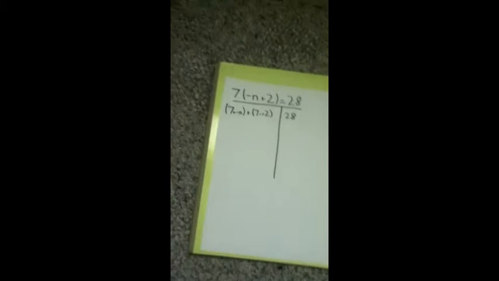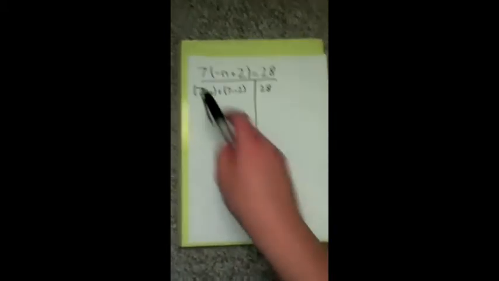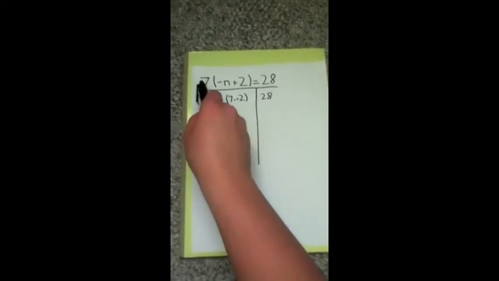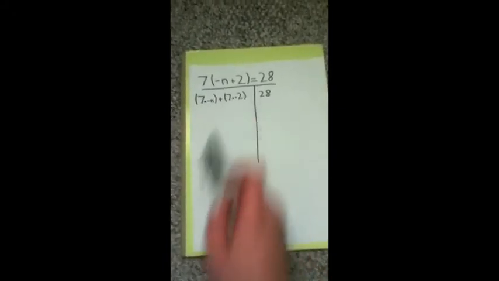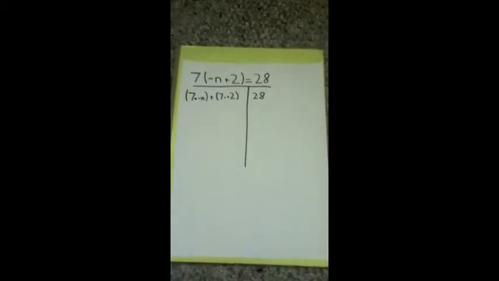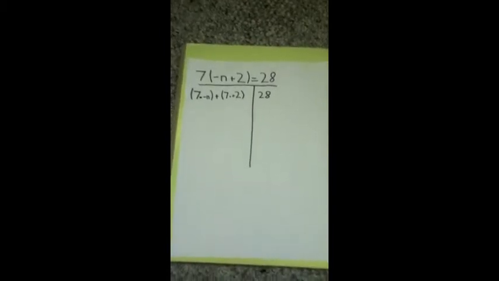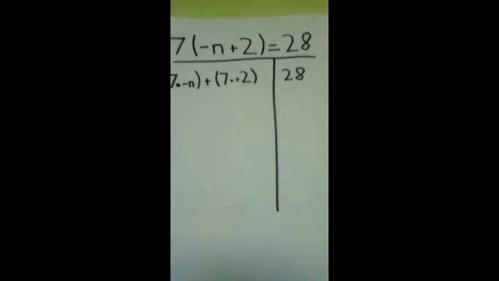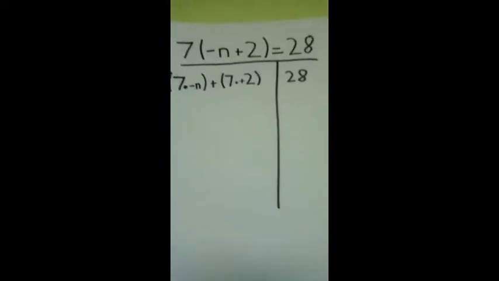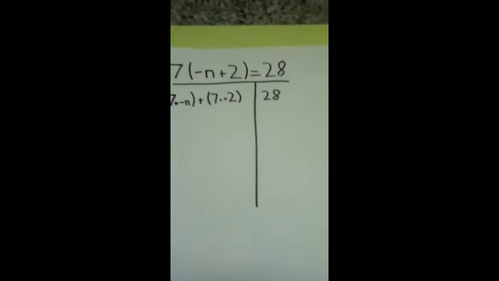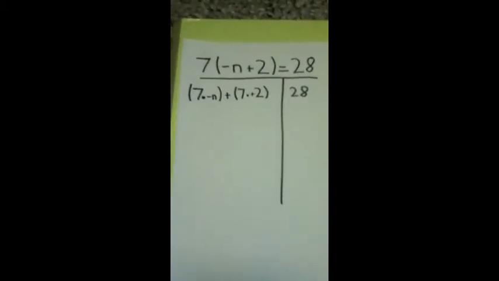Okay, amigos, I did what you told me to do. So now I multiplied 7 times negative n plus 7 times 2. And nothing has changed on the right side. 28 just stays the same. But now, clearly we know that 7 times 2 is 14.